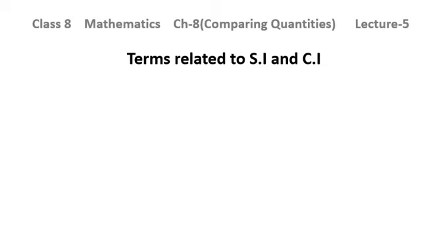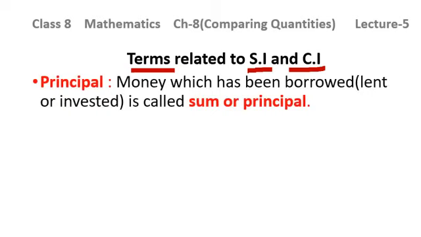So I am discussing here the terms related to SI, that is simple interest, and CI, that is compound interest. Let us see the terms related to them. Principal. Principal is the very first term which is related to both. And how will you define principal? What actually is the principal?